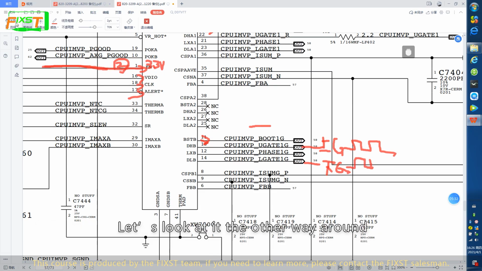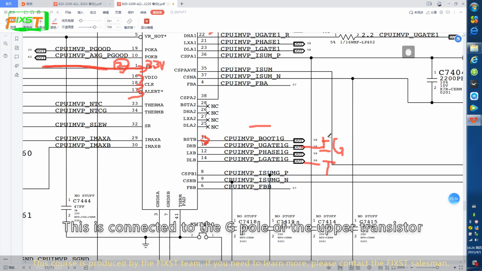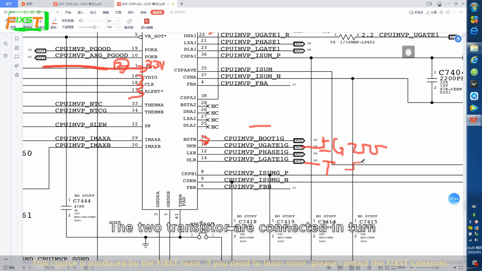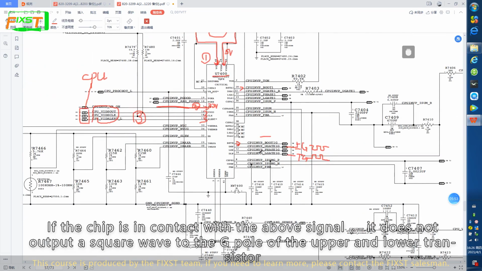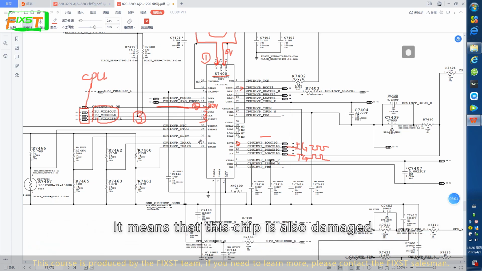Let's look at it the other way around. This is connected to the G-pole of the upper transistor. The two transistors are connected in turn. This is the G-pole of the down transistor. If the chip is in contact with the above signal, but it does not output the square wave to the G-pole of the upper and lower transistor, it means that the chip is also damaged.